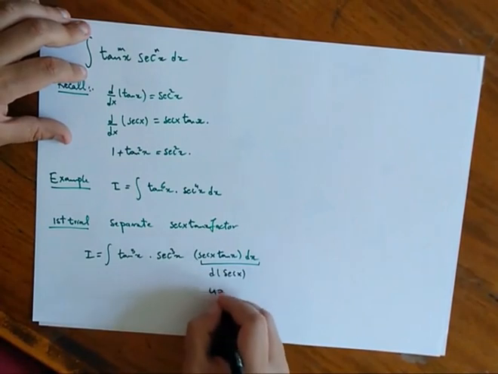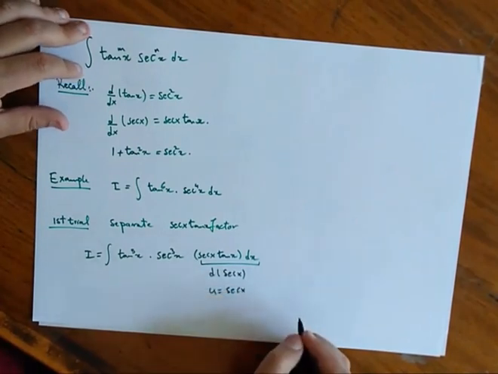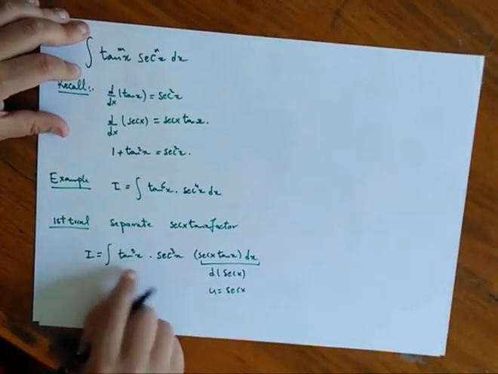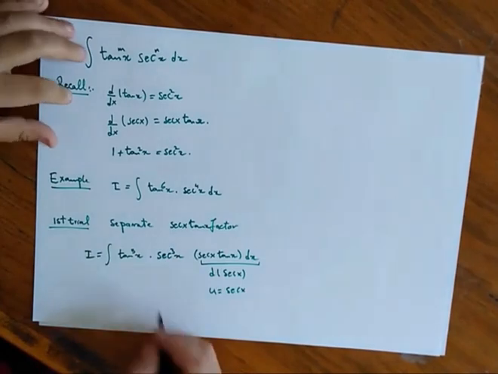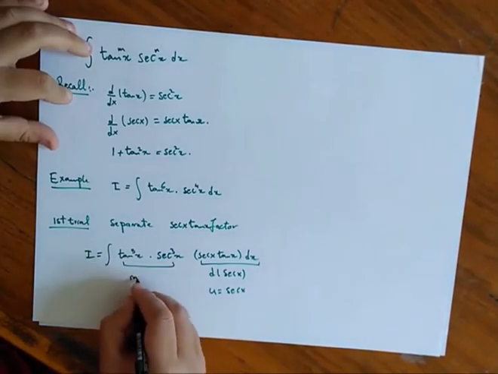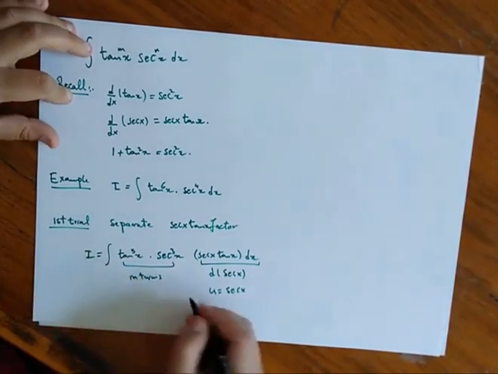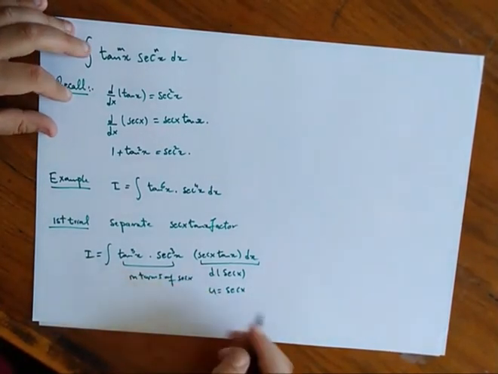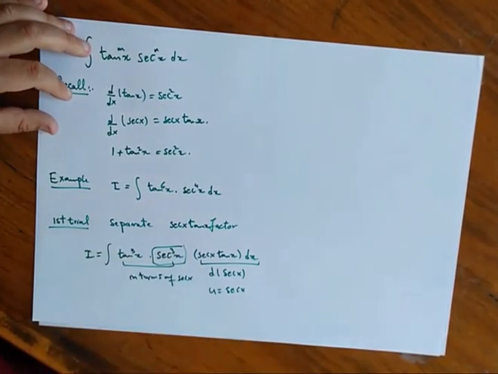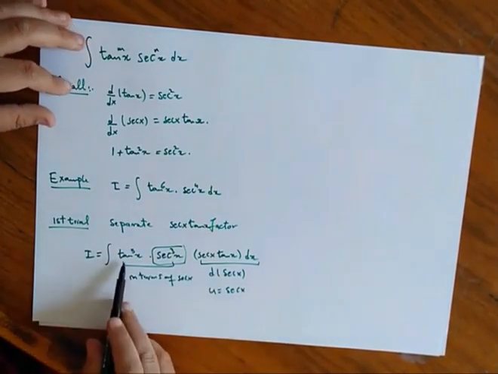So if you want to use this substitution, you have to convert everything here. You have to rewrite the rest of the integrand as a function in terms of the secant. This part is okay because it's secant cubed. But what about tan to the power 5?